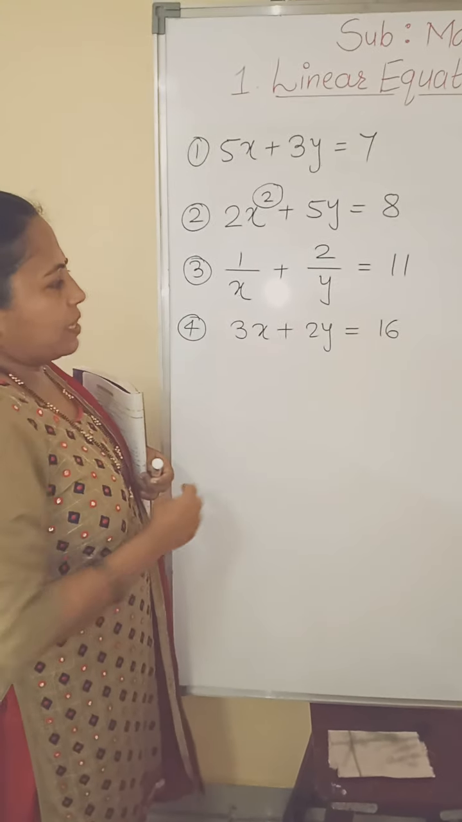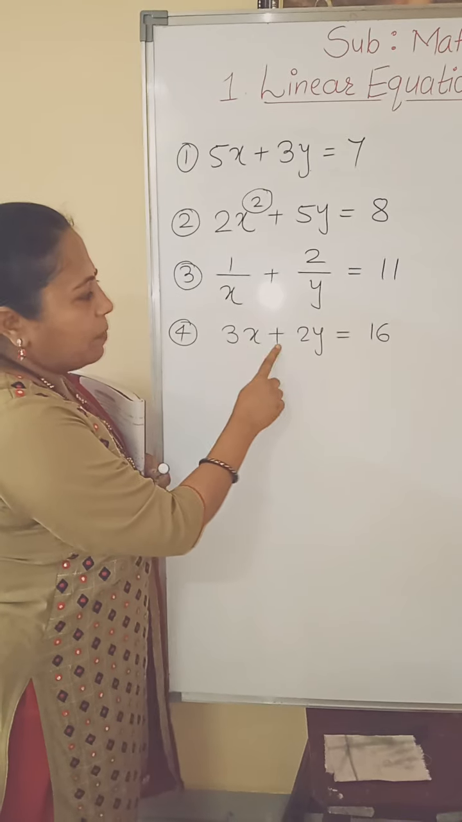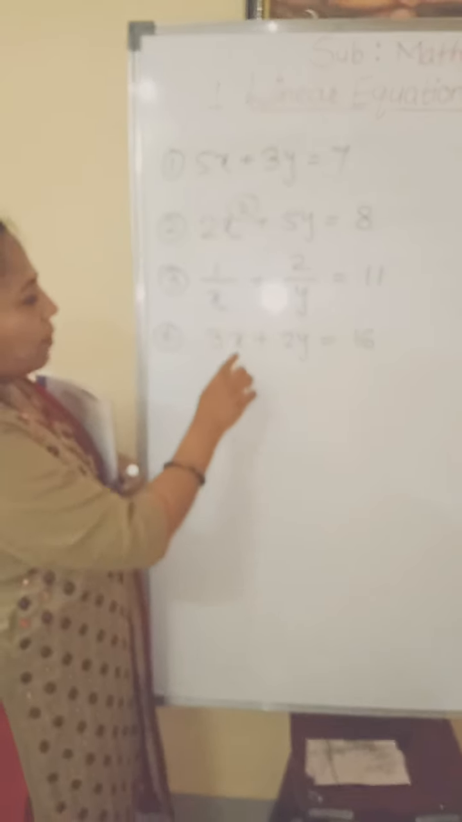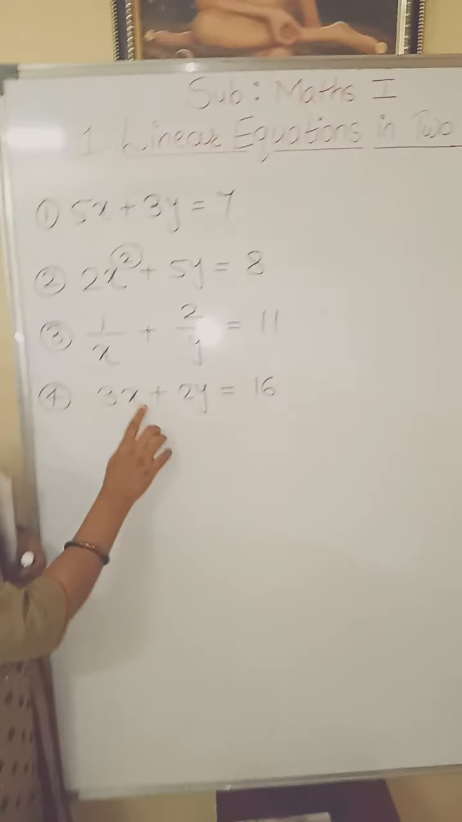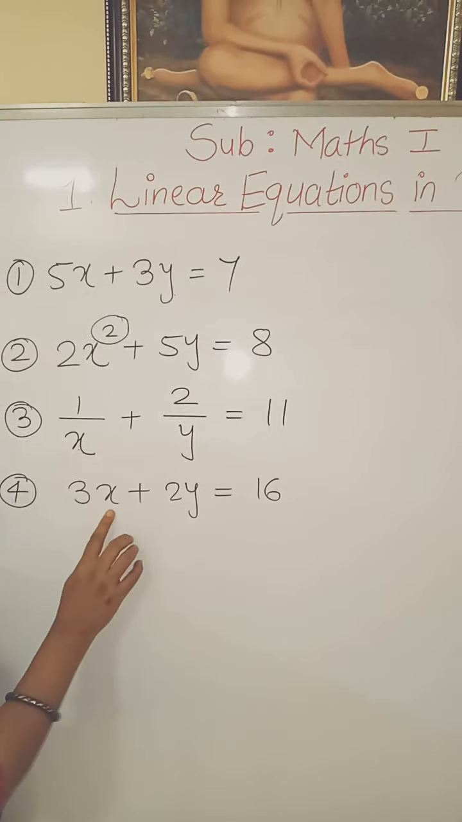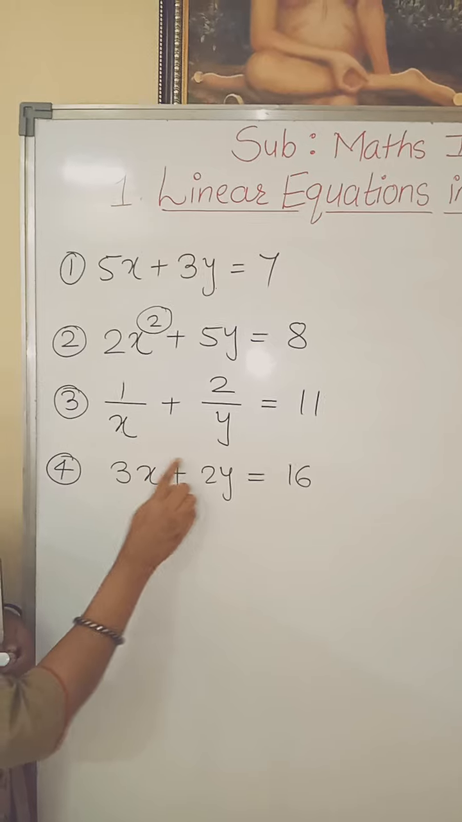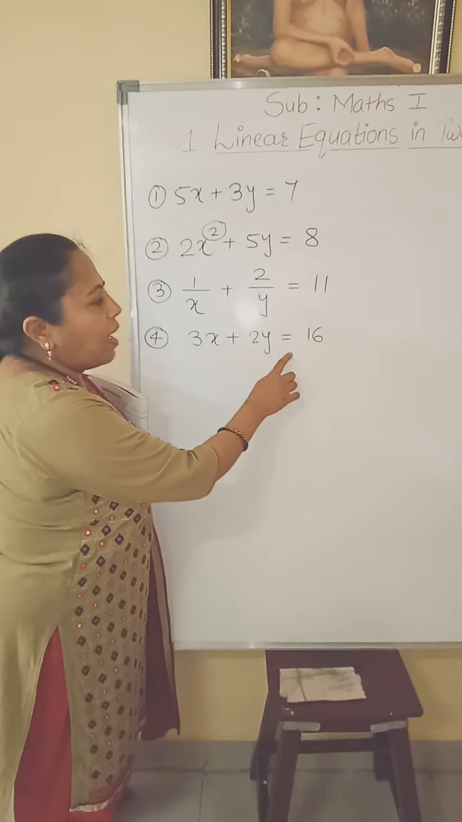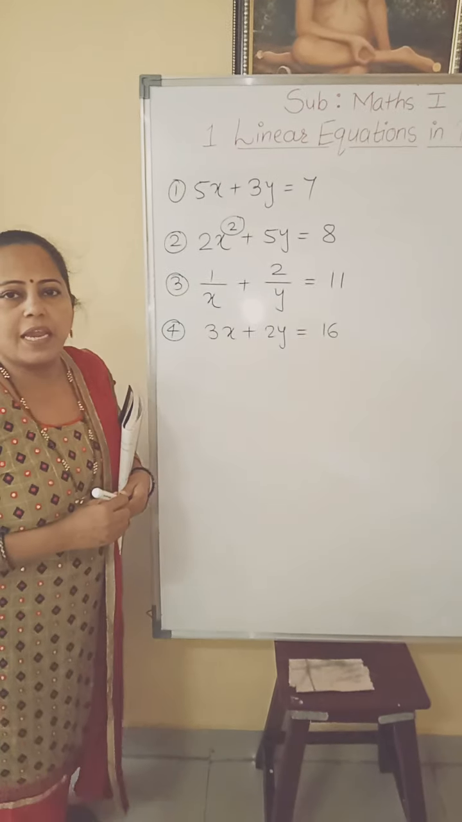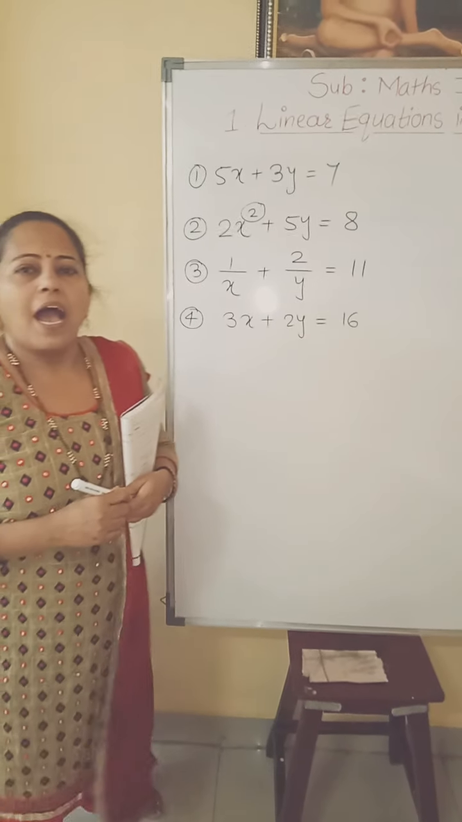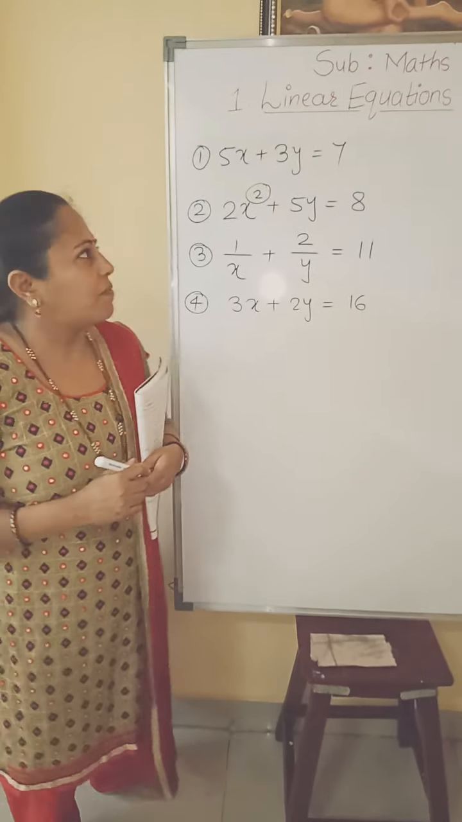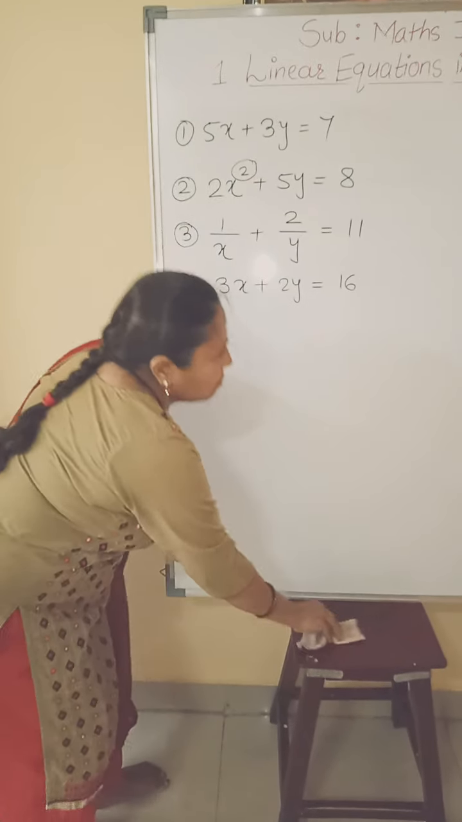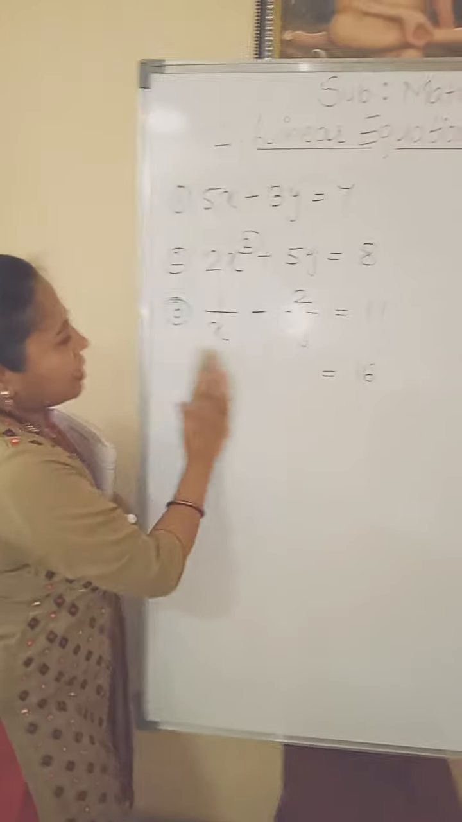Now fourth equation, 3x plus 2y equal to 16. Now in this equation, again we have two different variables, x and y, and the power of the variable is 1. So this equation is a linear equation in two variables. Students, I hope you understood the definition of linear equation in two variables. So we go forward. We will start the solution of these equations.